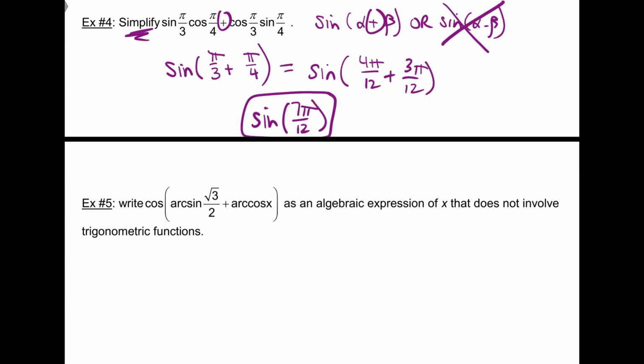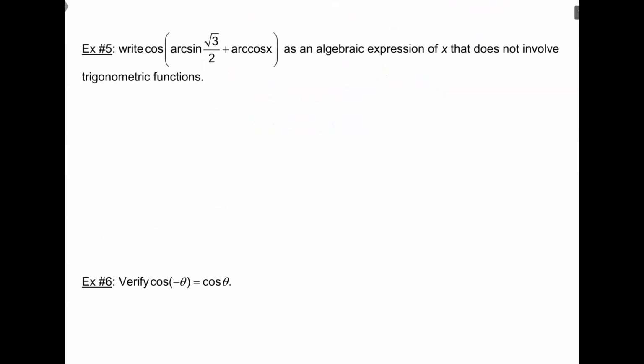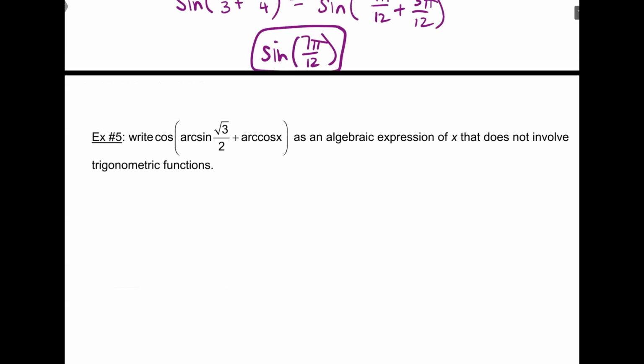And this is why we covered 4.6. Even though I barely included it on your test, we had to make sure you knew it. Otherwise, this would be really hard, and you are expected to know how to do this. Okay, cool. Do you need more time to write down? Okay, let's go. All right, so example 5. Write cosine of arc sine root 3 over 2 plus arc cosine x as an algebraic expression of x that does not involve trig functions. Wow, this is a rough one.